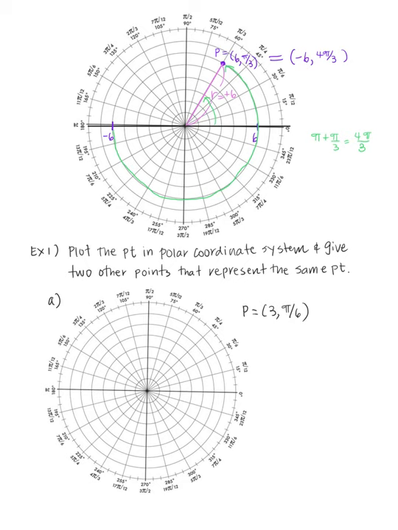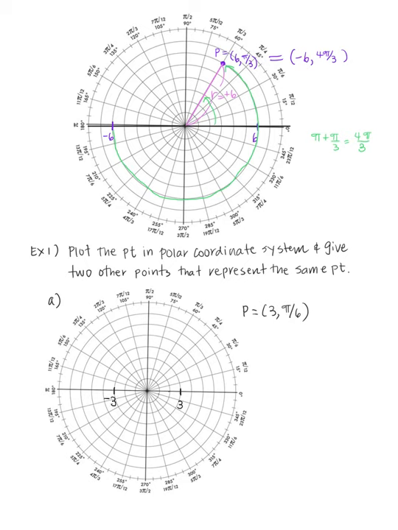So let me first jot down where the 3 is. 1, 2, wait, hold on. 1, 2, 3. I think this is 3. Then let me just jot down negative 3. 1, 2, and a 3. So is this negative 3?